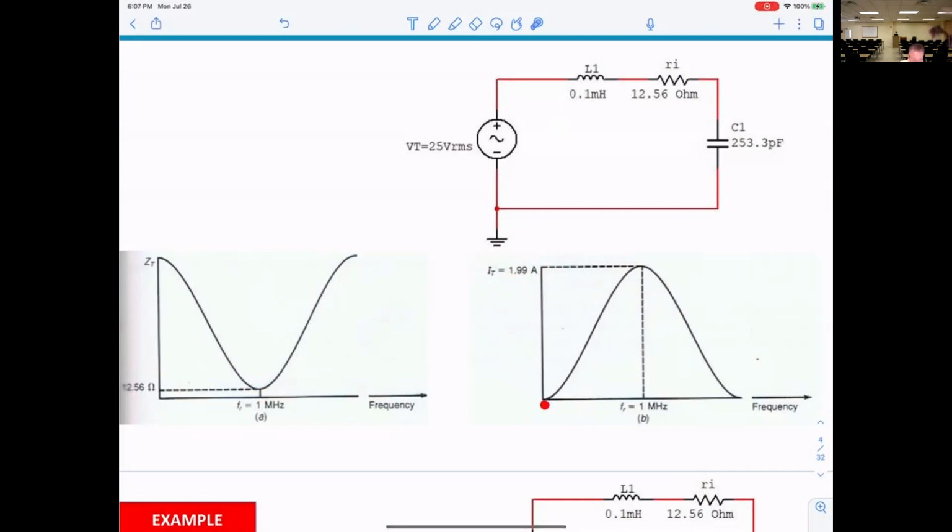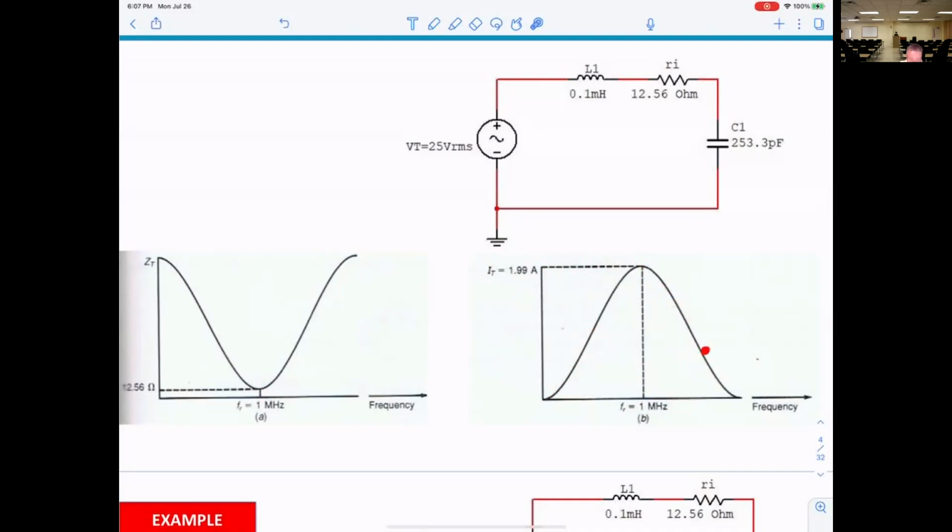The current starts from 0 and keeps going up, up to this point here, that is the maximum current. The thing is, at the resonance of 1 megahertz, the resistance is only 12.56, so you don't have any more reactance. So you get a maximum current. When you go this way, you get a reactance between RC, RL, and also RL. Same thing on the other side here.